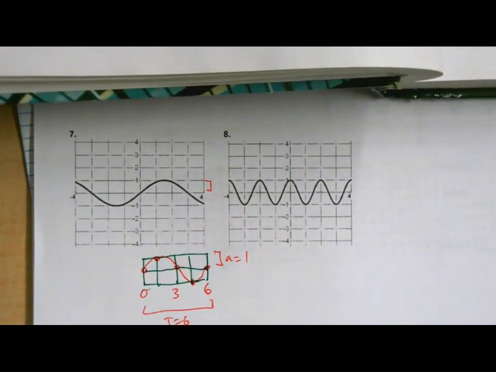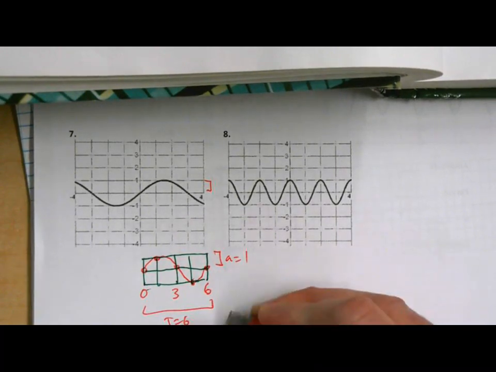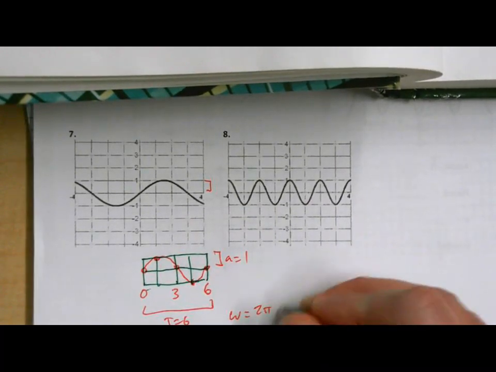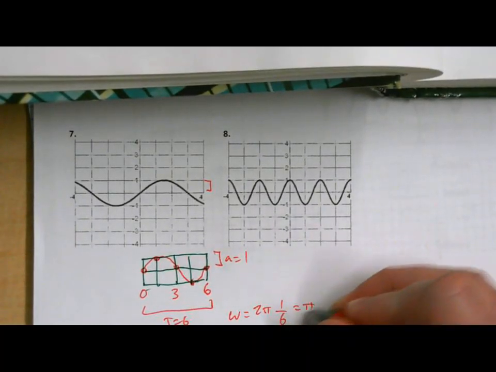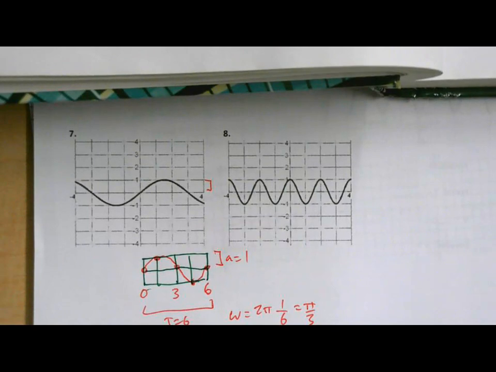I'll leave the rest to you. Are you guys comfortable going from period to omega? Omega would be 2 pi times the reciprocal of the period. 2 pi over 6 is pi over 3. Cool. Thanks for asking about that one. That one was kind of messy.